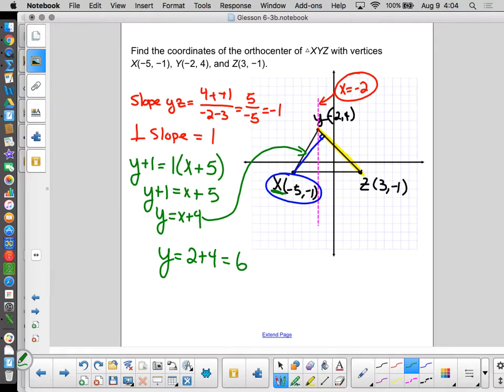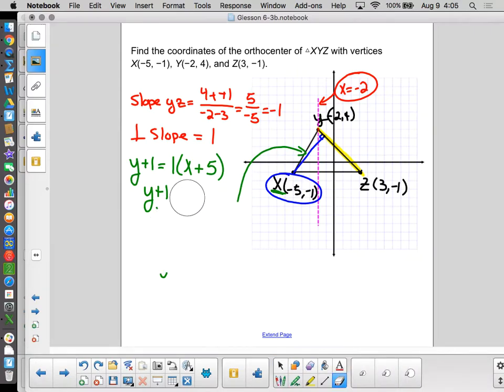Okay? y equals 2 plus 4, which is 6. So my point of intersection, something's off here, because (2, 6) doesn't make sense to me. (2, 6) is up too high. What did I do here? The slope was negative 1. The point is negative. Oh! Do you see my mistake?